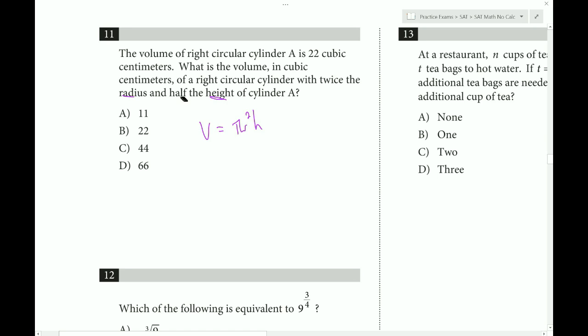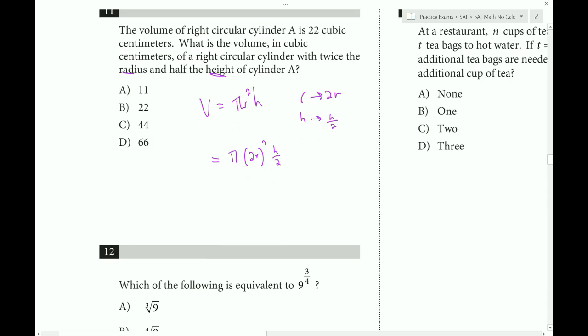Okay. So what we can do is take r and replace it with 2r, and we can replace h with half of h, or h over 2, in other words. So let's go into this formula and see what we can do. The radius we're going to replace with 2 radius, and the height with height over 2.